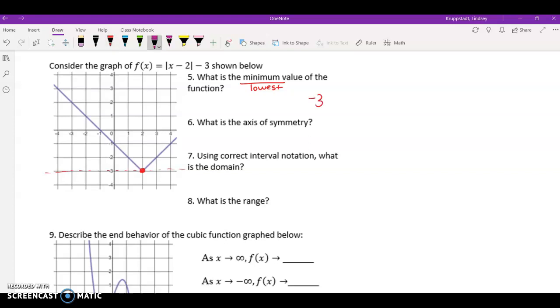The axis of symmetry is that imaginary line that splits our graph exactly in half. What a lot of people are going to say is just 2, but an axis of symmetry is actually a line, so you need to write it as an equation. If you remember back to quadratics, we drilled this: our axis of symmetry is always x equals the number. And then using interval notation, what is the domain and the range? This is very similar to the parabola that we did up above. So in order to save some time, I'm going to have you reference the problem above.